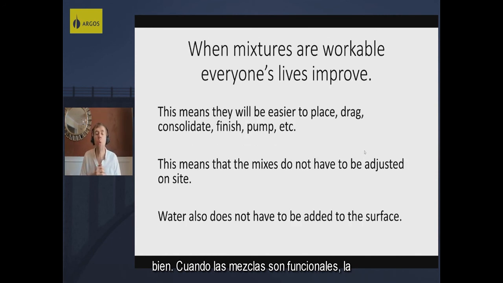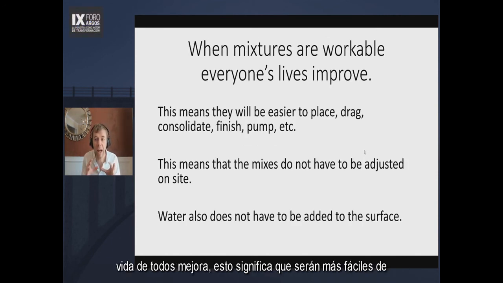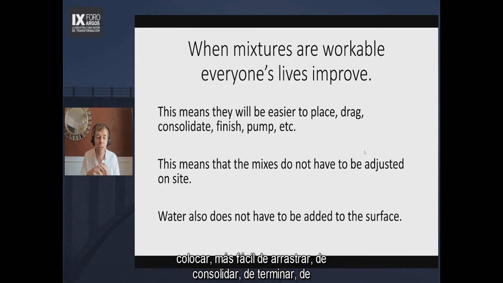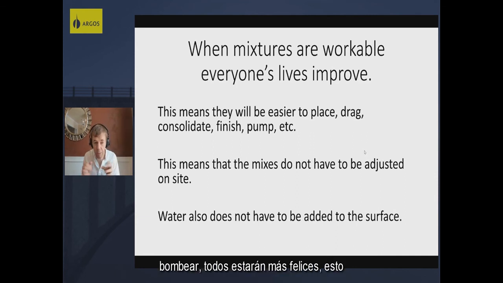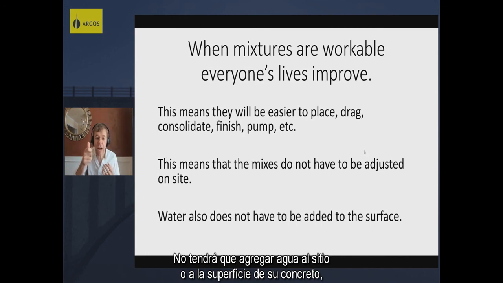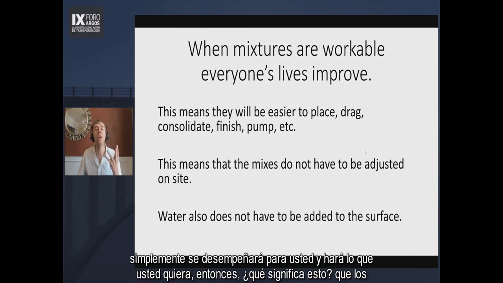So when mixtures are workable, everyone's lives improve. This means they'll be easier to place, easier to drag, consolidate, finish, and pump. Everyone's going to be happier. This means that the mixtures don't have to be adjusted. You don't have to add water at the site or to the surface of your concrete. It's just going to perform for you and do what you want.